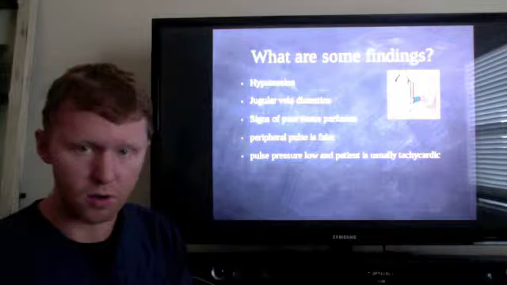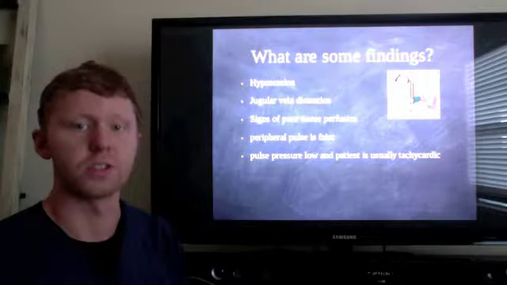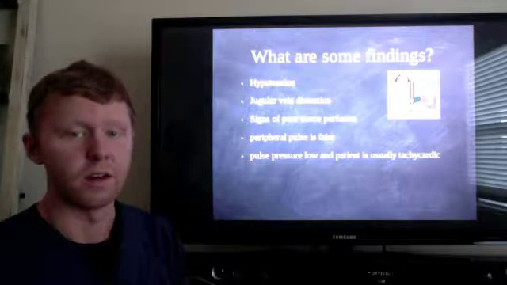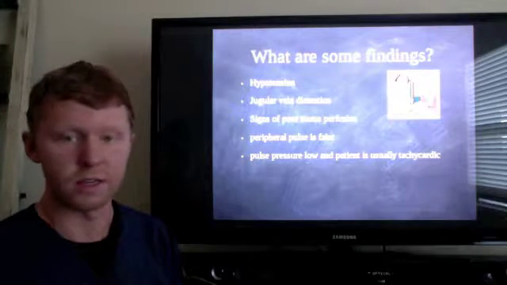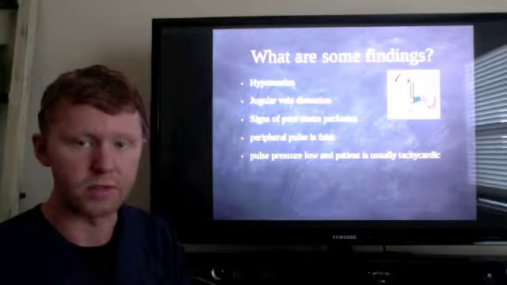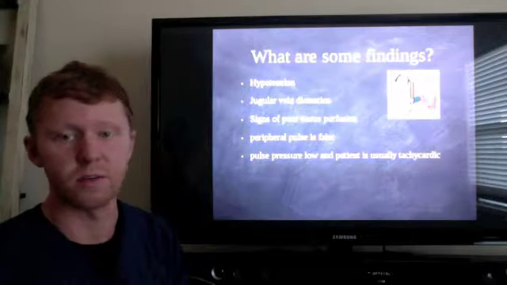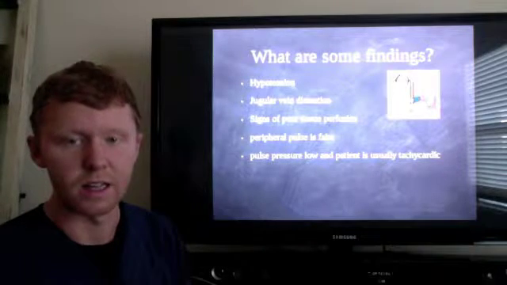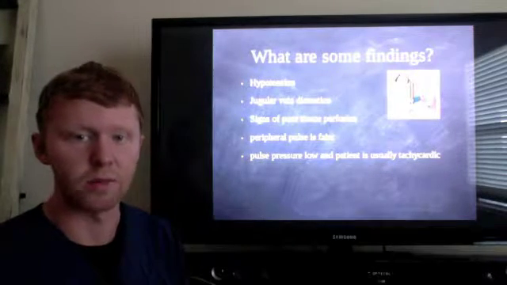Their skin's going to be cold, clammy. So this is a cold shock. The peripheral pulse will be faint. The pulse pressure will be low because the blood pressure will be low, and the patient will usually be tachycardic, as you can imagine, because the heart's trying to compensate for that low blood pressure and that low cardiac output.